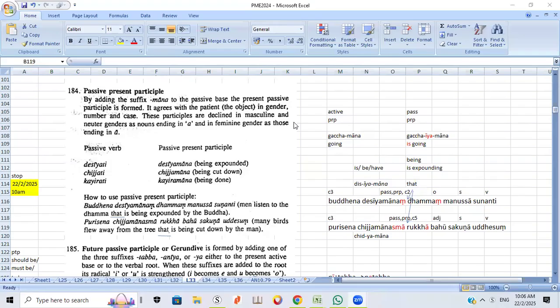Good morning. So we continue on lesson 33. That day, I think we stopped at 184 on the present passive. This is present passive. So present passive is a passive because we also got a passive past participle. So we got present passive.